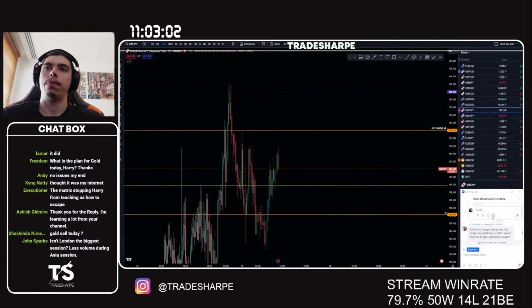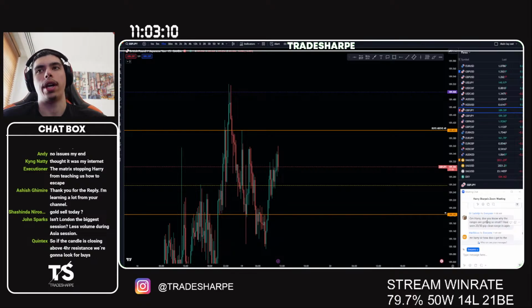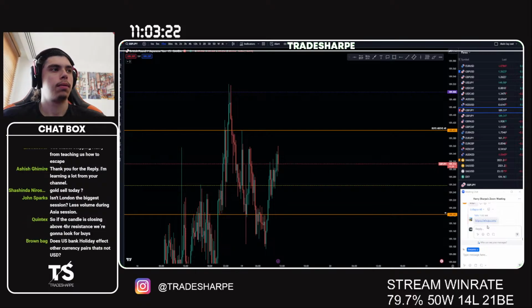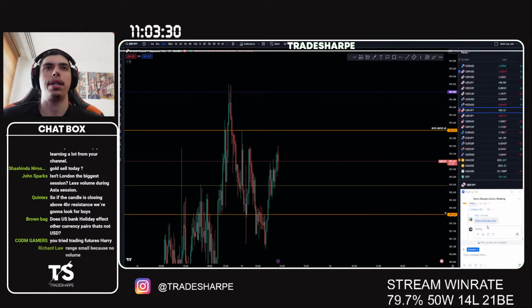Oh yeah, Sil was asking, do you know why we have the ranges so small? Why do you think the range is so small? See if you can solve that. It is true, ranges have been pretty poor, but why do you think that is? It's a pretty simple, self-explanatory answer. Is London the biggest session, with less volume during the Asian session? Yes, but it's not as big as NY.